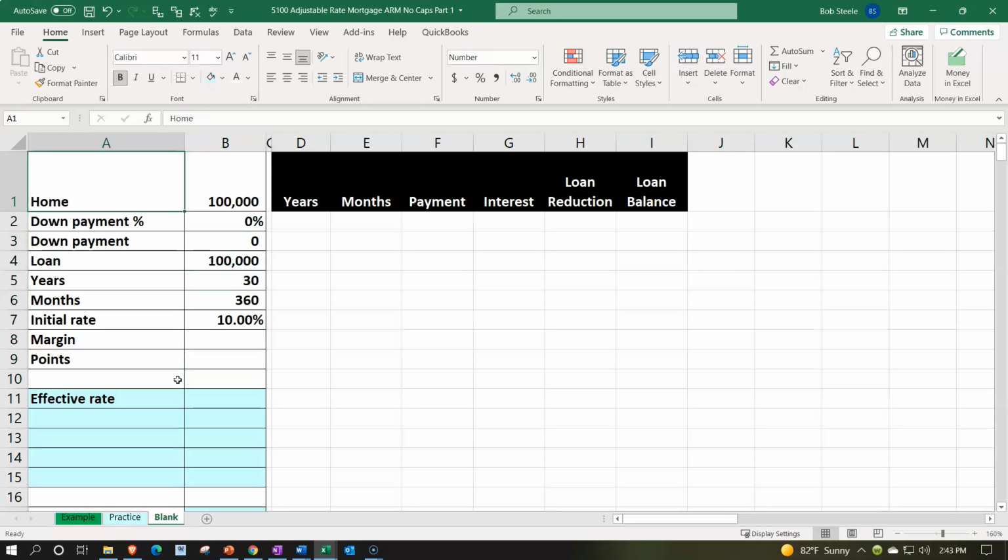We've got the home information. We're going to say 100,000. We're not going to put anything down here because we're just focused on, in essence, the loan, that being the starting point, the 100,000. We'll start off with just the 30-year, 360 periods. That's 30 times 12. We're going to have the 10% at the rate.